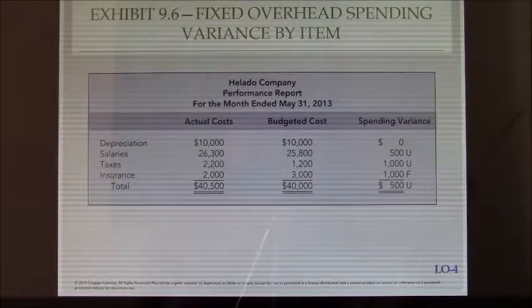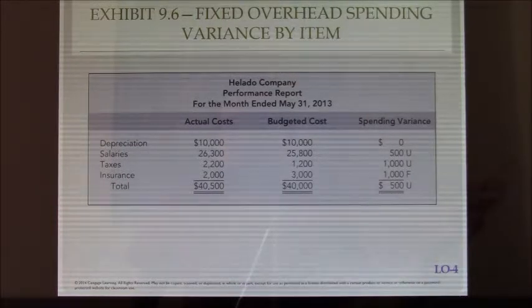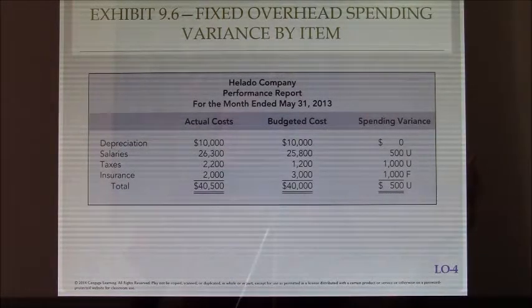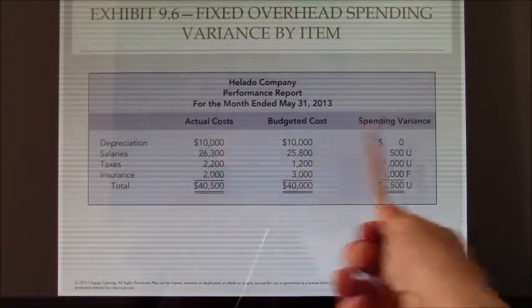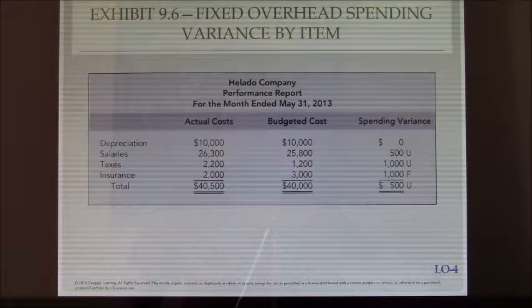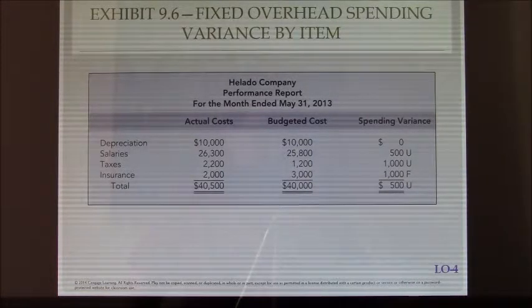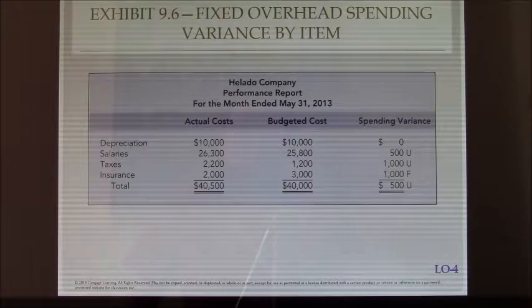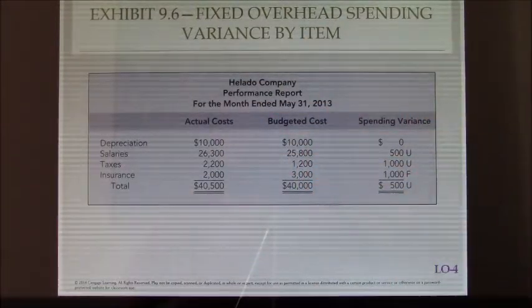And truthfully, you shouldn't have that big of a difference in your fixed overhead, right? So depreciation, you totally have the call on that. But again, you can get a little off. You can estimate it based on last year's and it turns out to be a little more. So again, actual versus budgeted, the difference is your variance.